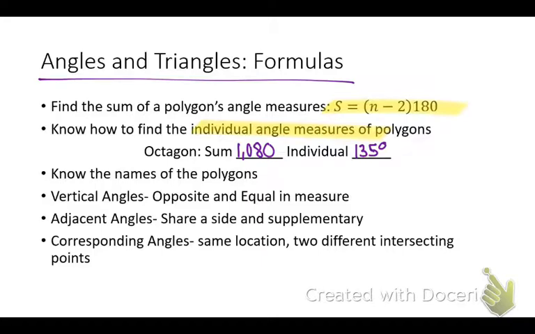Okay, we have vertical angles. We have adjacent angles. We have corresponding angles. Vertical angles are opposite. Adjacent angles, they're your neighbors. They share the common side. And then corresponding angles are in the same location. All right, you need to know those three.